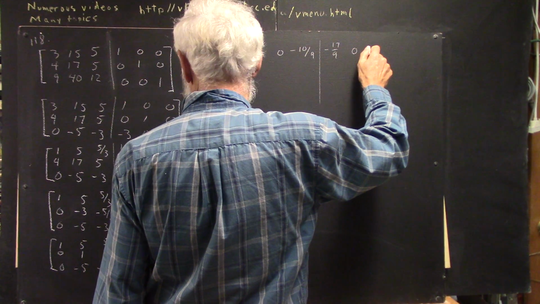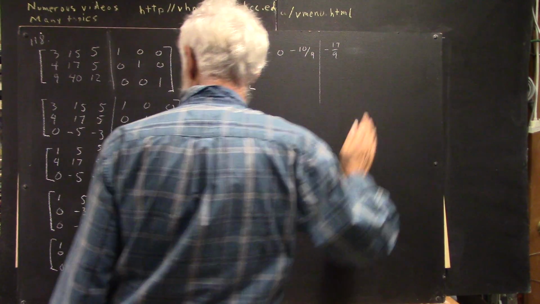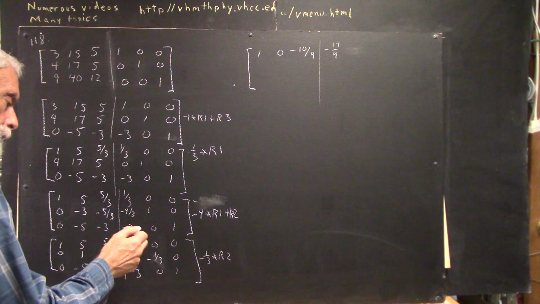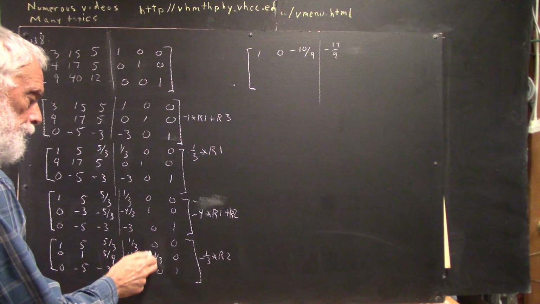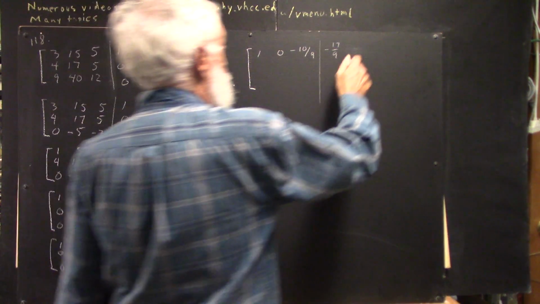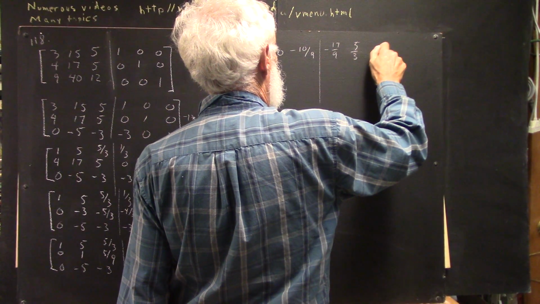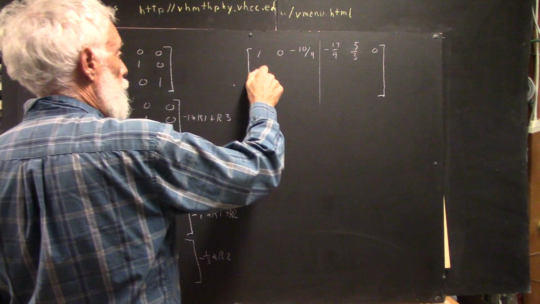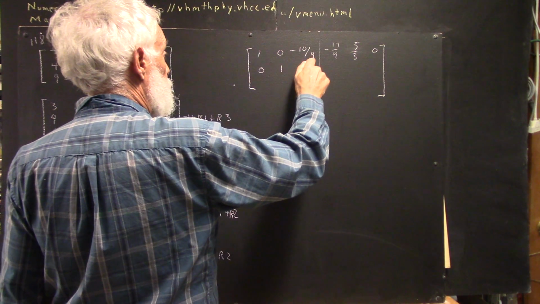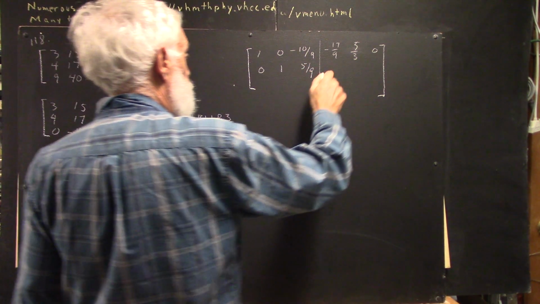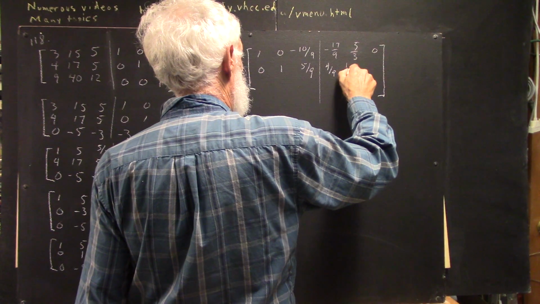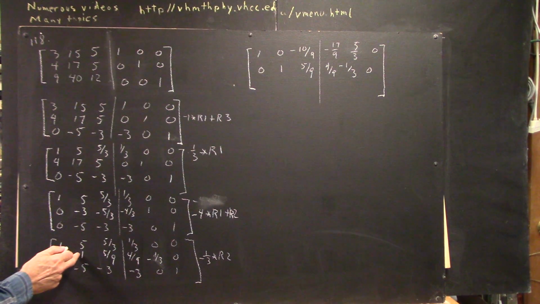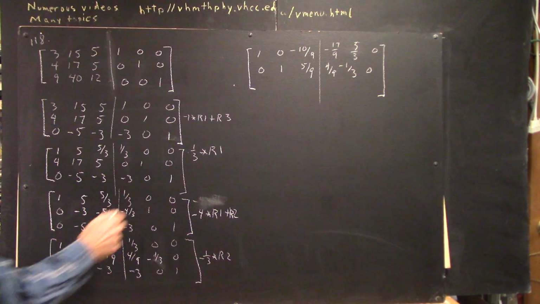And we don't have a 0 anymore because we're adding to the first row. We have to add negative 5 times this row to this, which is going to give us 5/3. And then we're going to have our second row, which is the same as it is. Okay. Then we're going to add 5 times the first row to the third, which is going to give us a 0 down here.